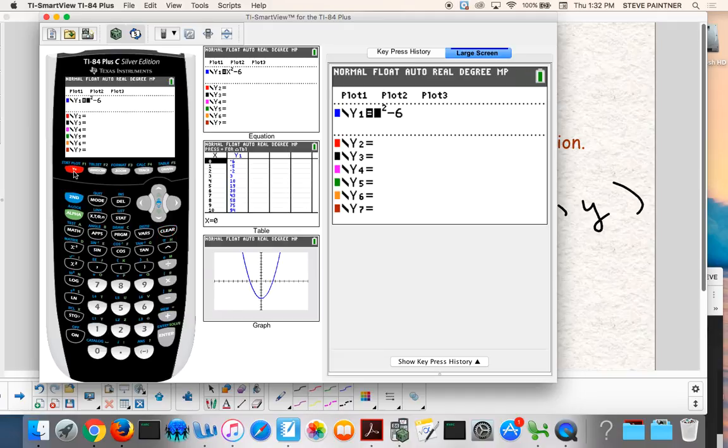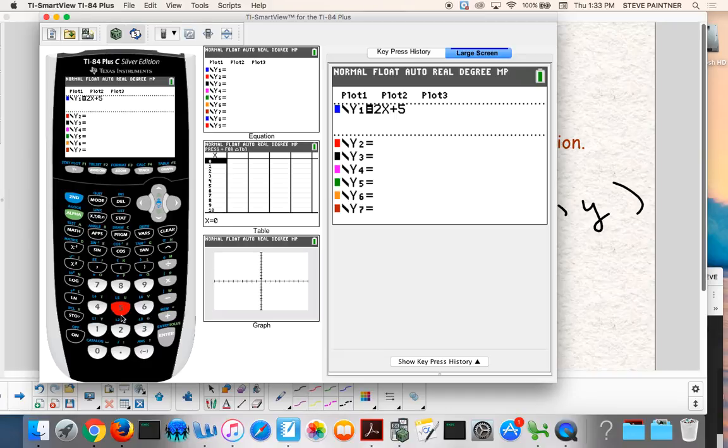Y equals. Now look at the mess I have in there from last hour. I want to get rid of that. How do I get rid of it? Clear. So you clear yours out. If you have something, clear it out, okay? Now what's the equation we're putting in? 2x plus 5. Okay, here's the 2. That's easy. Where's x? X is right next to alpha. This is the variable x right here. Hit x. Plus 5.